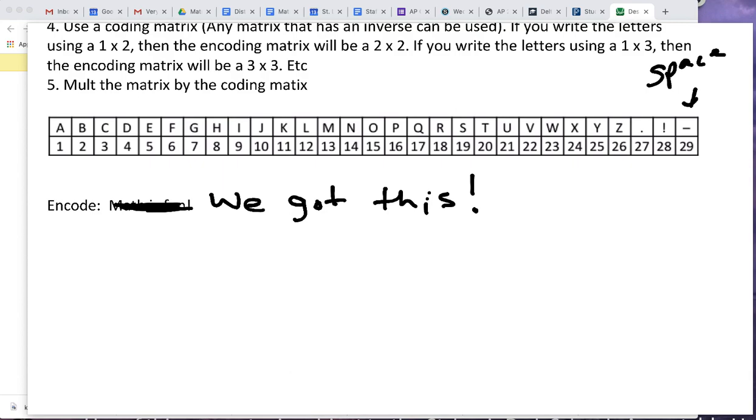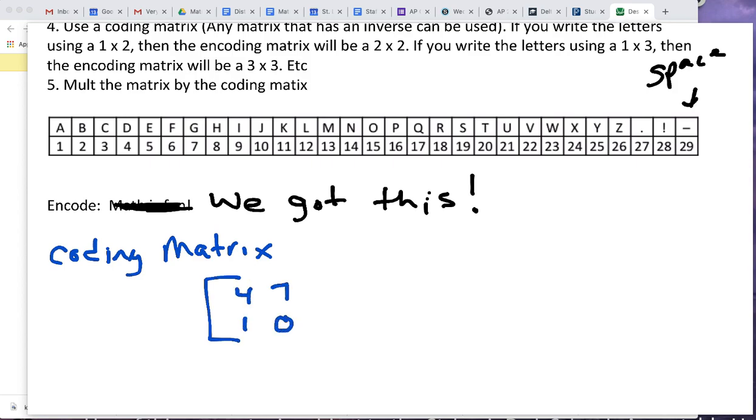So if we were going to code this, we would need a coding matrix. For the purposes of this message, the coding matrix is going to be a 2 by 2 in this case. So our coding matrix for this one is going to be 4, 7, 1, 0. It can be anything as long as it is square and as long as the determinant is not 0. If that's true, then we're good. We're going to call this matrix A, just for simplicity.